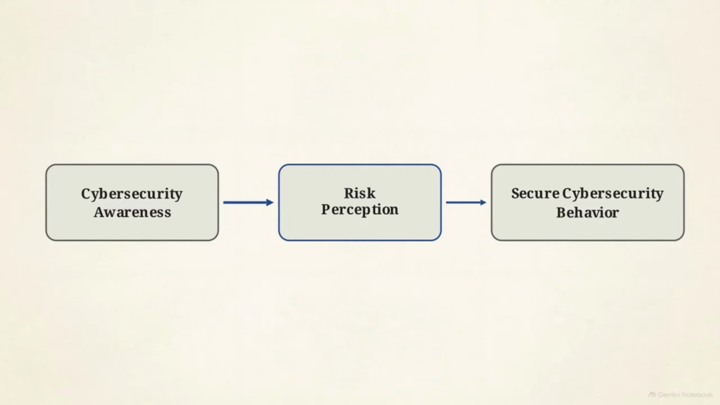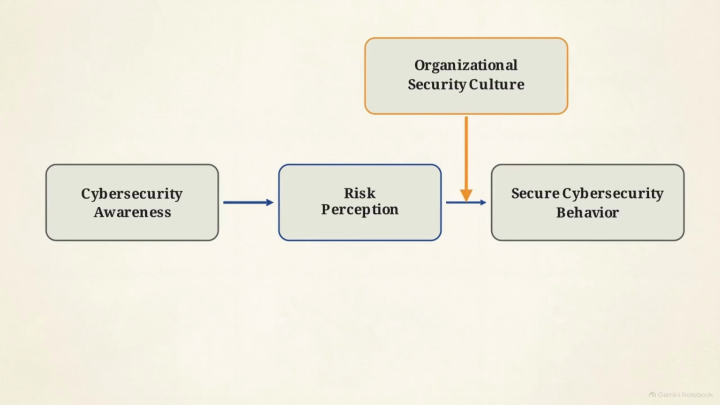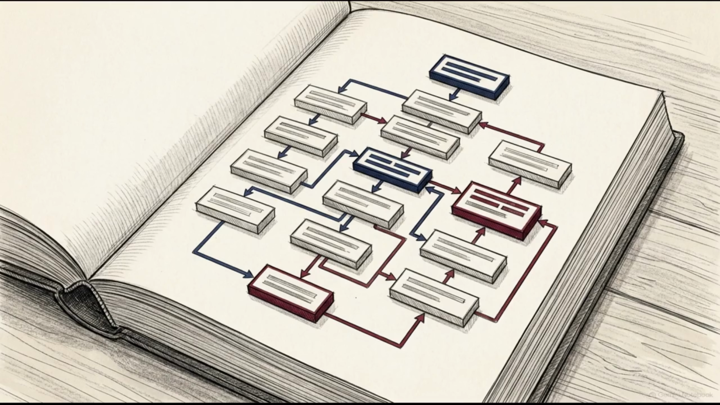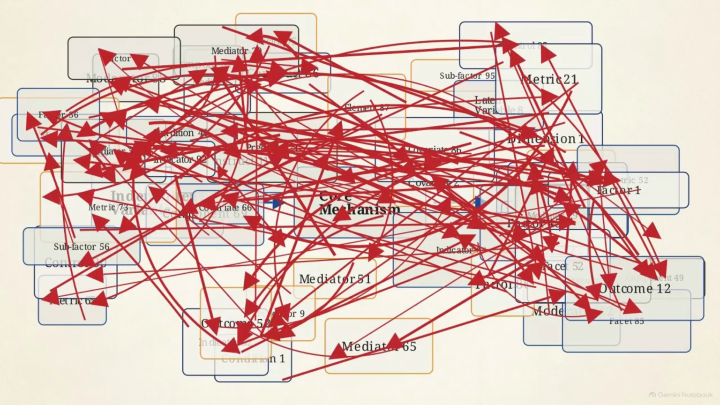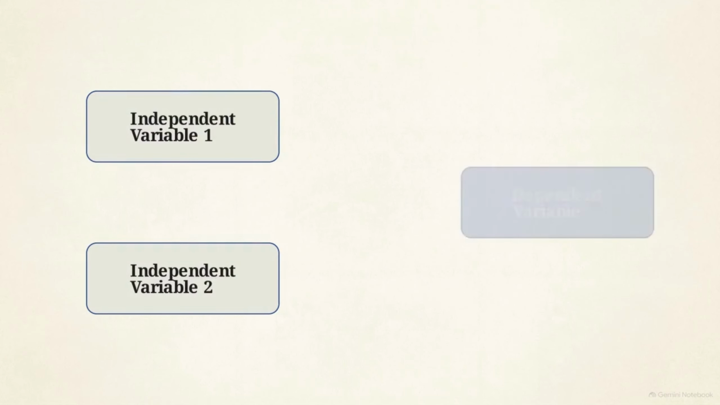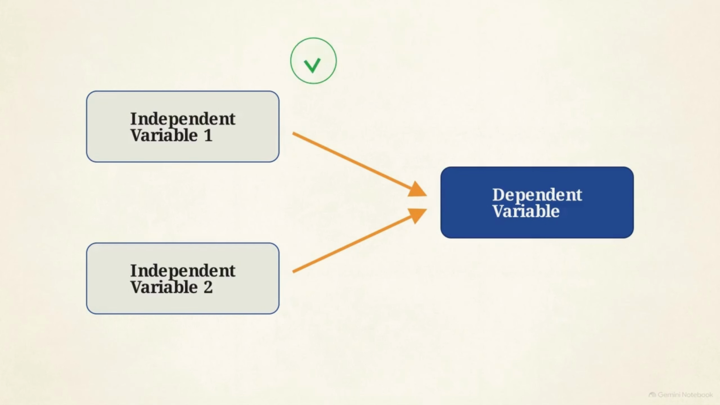We can also evaluate conditional factors. A moderator, like organizational security culture, points down into an existing relationship line, indicating it changes that connection's strength. These advanced components require explicit theoretical justification from previous studies before you can introduce them into your model. A complicated framework is not a strong framework by default. You should only add complexity if it is strictly required to map the reality of your research problem.